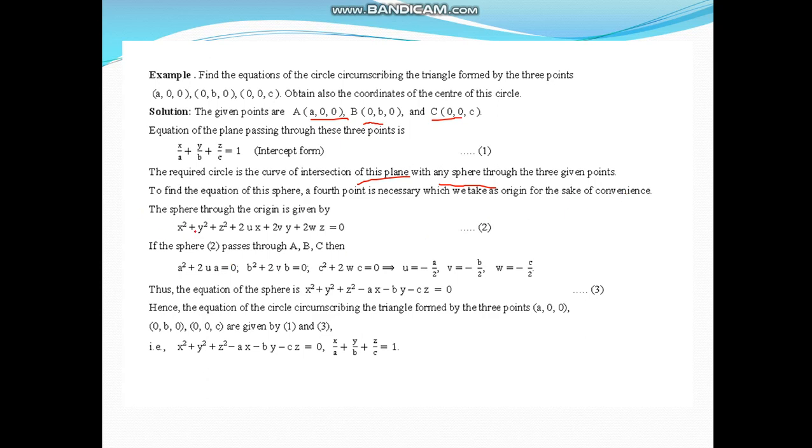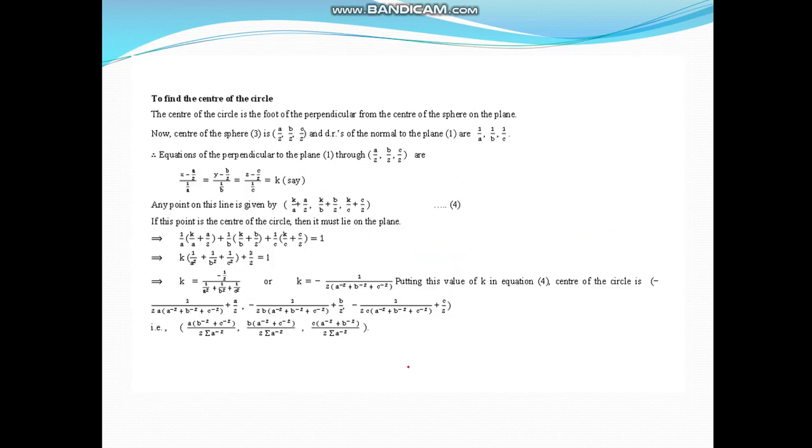So let us suppose that the sphere through the origin is given by this. This passes through the points A, B, C. We can find U, V and W. So it is our sphere. Hence, the equation of the circle circumscribing the triangle formed by these 3 points is given by 1 and 3, that is this and this.